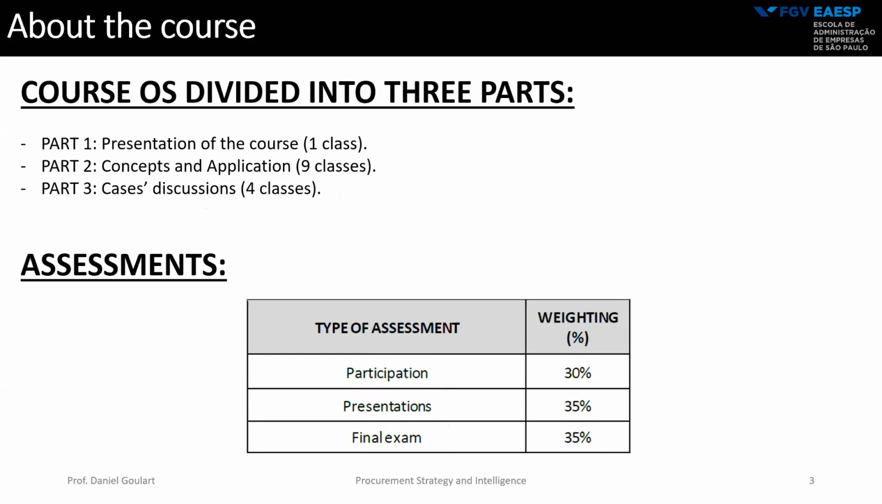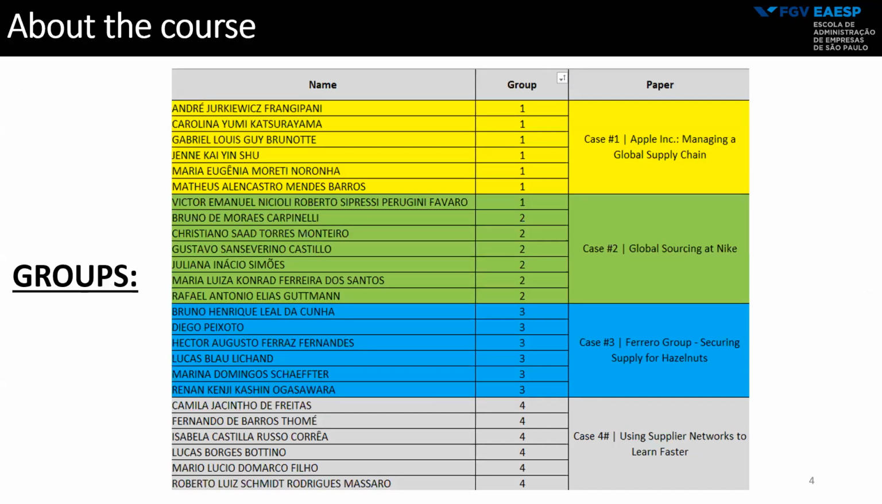We've spoken about the division of the course. We've spoken about the assessments, and here are the groups. I divided our class into four groups in a very randomized way. So group 1, which is this one here, will present the first case, Apple Inc. managing a global supply chain.